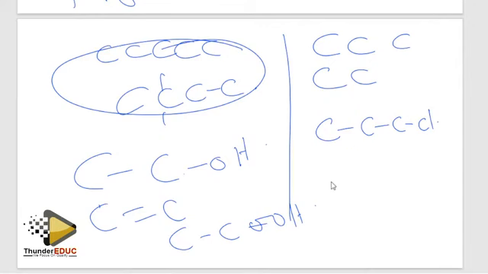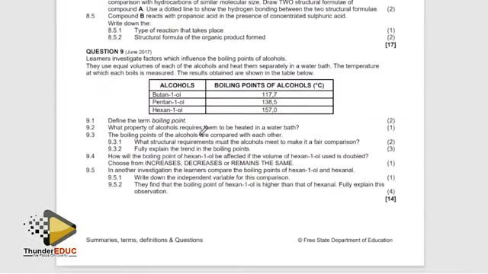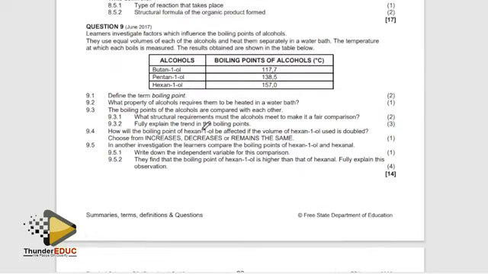So now, dipole forces are stronger than London forces, while hydrogen bonds are stronger than London forces and dipole forces. So you need to know that. Now let me just give you an example. Let's get one simple question. What is boiling point? You have to know that.